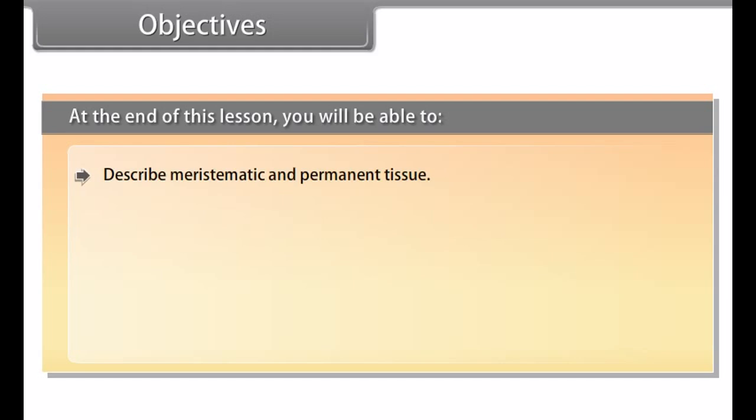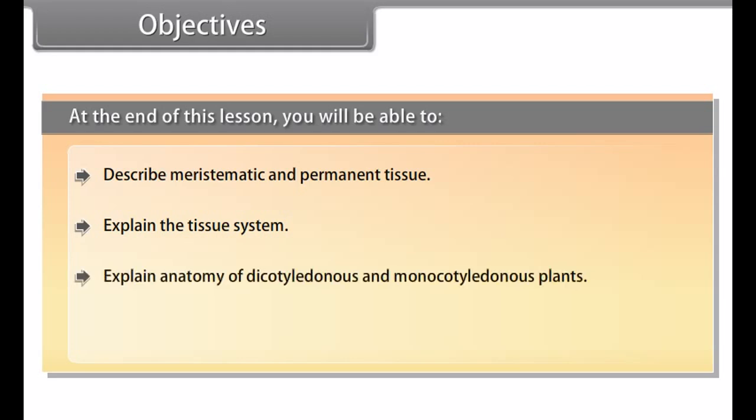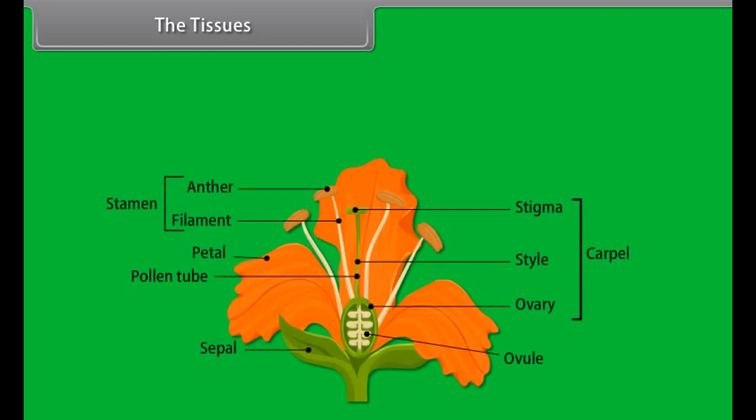Describe meristematic and permanent tissue. Explain the tissue system. Explain anatomy of dicotyledonous and monocotyledonous plants. Discuss secondary growth. The tissues. Anatomy is the branch which deals with the study of gross internal structure of plant organs.